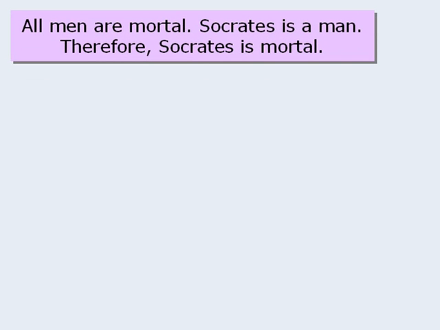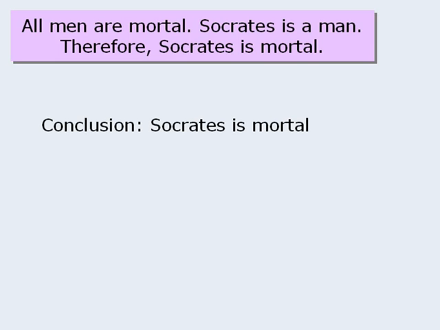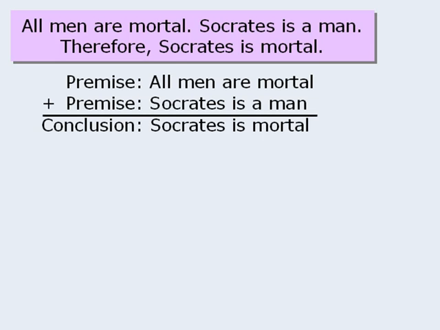Now, if you've ever taken a course in formal logic, this will likely be the first argument that you examined. The argument goes like this. All men are mortal. Socrates is a man. Therefore, Socrates is mortal. Here the conclusion is Socrates is mortal. This is what the author is trying to convince you of. The 2 remaining sentences are premises that support the conclusion. In other words, they provide the evidence needed to draw the conclusion.